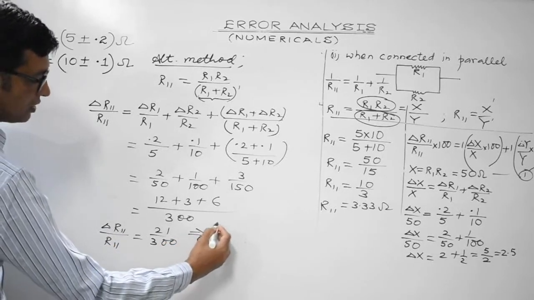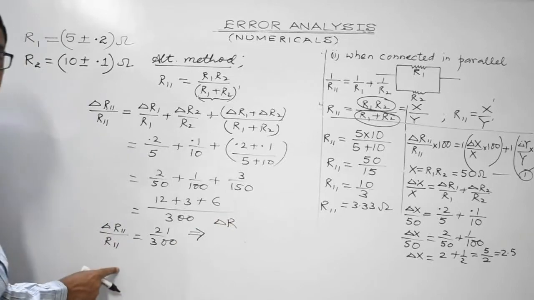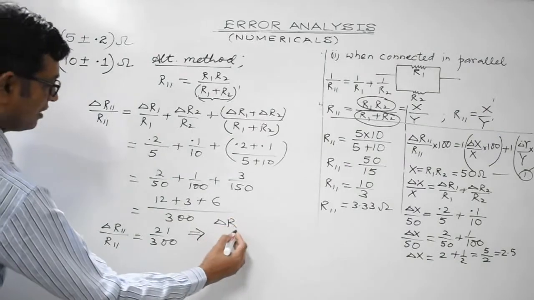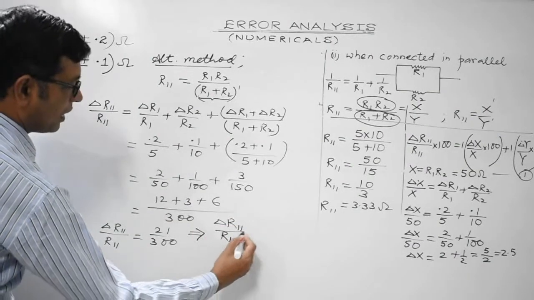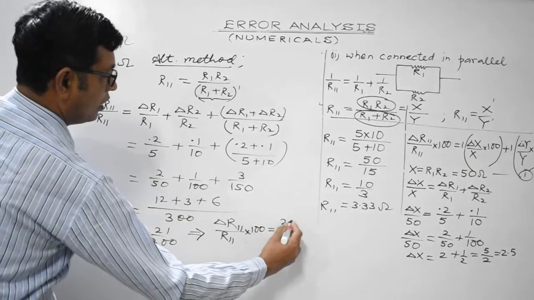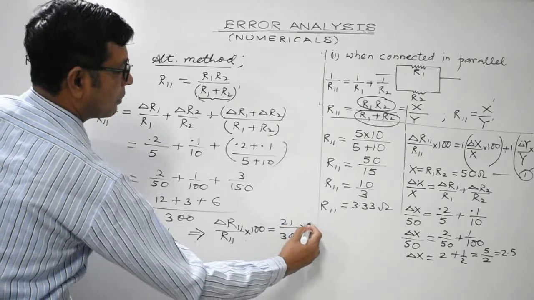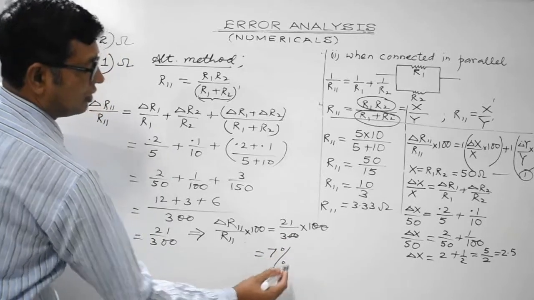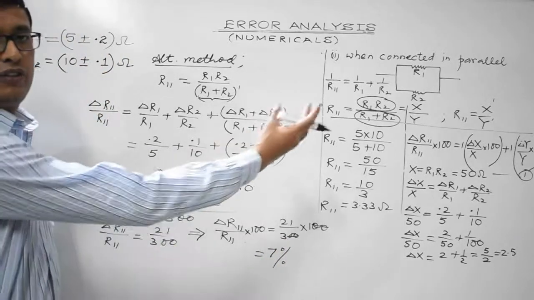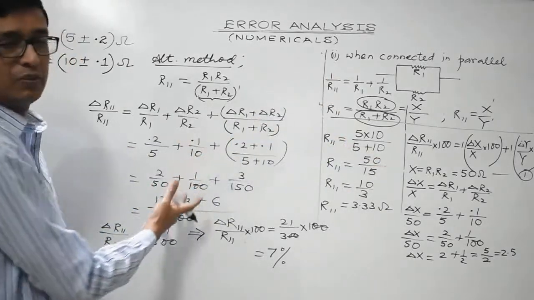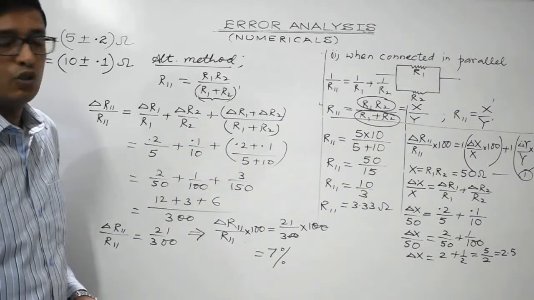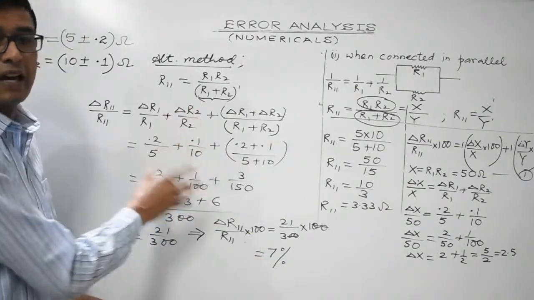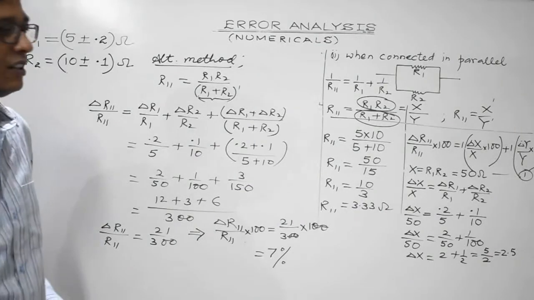Therefore, what will be the percentage error? When fractional or relative error is multiplied by 100, then it will give us percentage error. So let's get the percentage error. Del R parallel over R parallel multiplied by 100 will be 21 by 300 multiplied by 100. So we will get 7%. So students, either follow that method or this method, the answer should be the same. So here also the percentage error obtained is 7% in the parallel grouping of resistors, right?